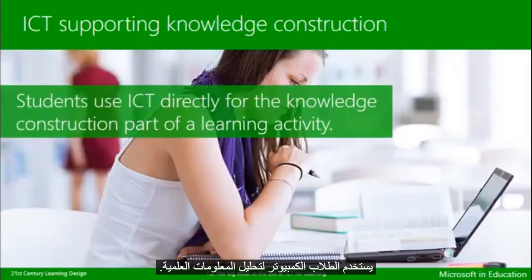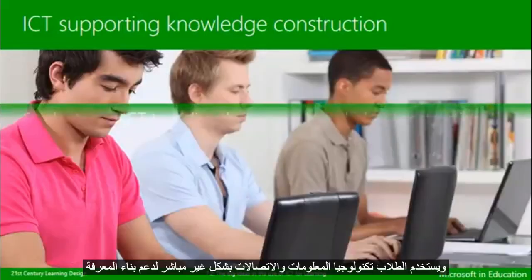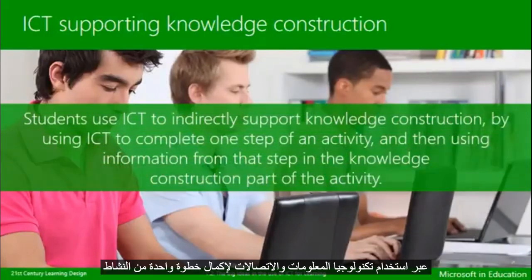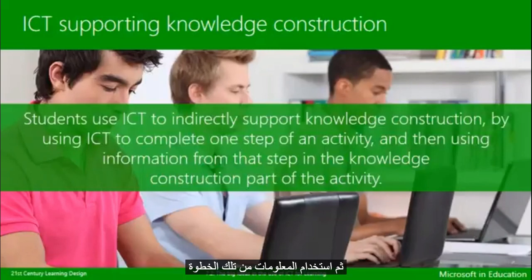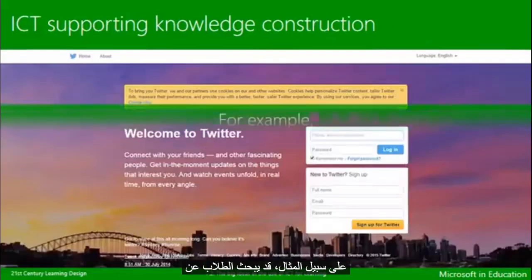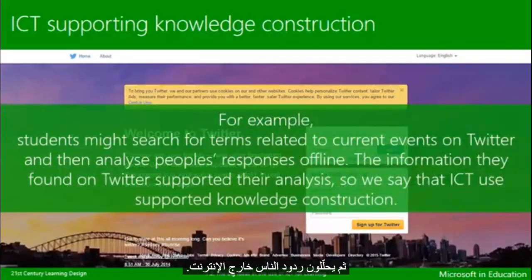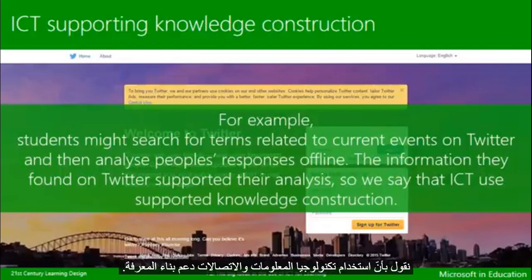ICT supports knowledge construction when students use ICT directly for the knowledge construction part of a learning activity. For example, students use a computer to analyze scientific information. Students use ICT to indirectly support knowledge construction by using ICT to complete one step of an activity, and then using information from that step in the knowledge construction part of the activity. For example, students might search for terms related to current events on Twitter and then analyze people's responses offline. The information they found on Twitter supported their analysis, so we say that ICT use supported knowledge construction.